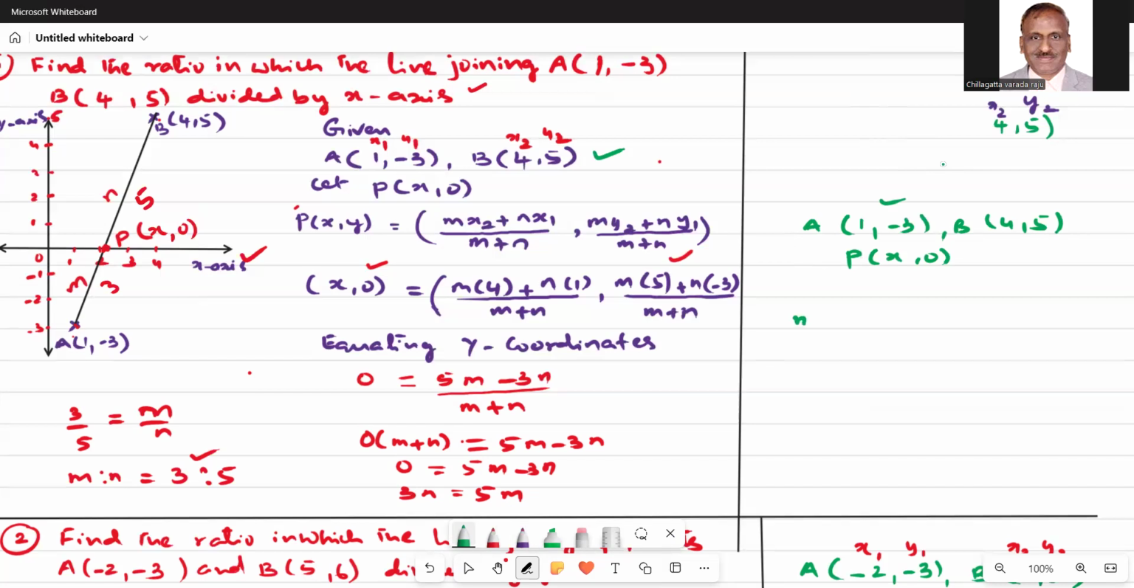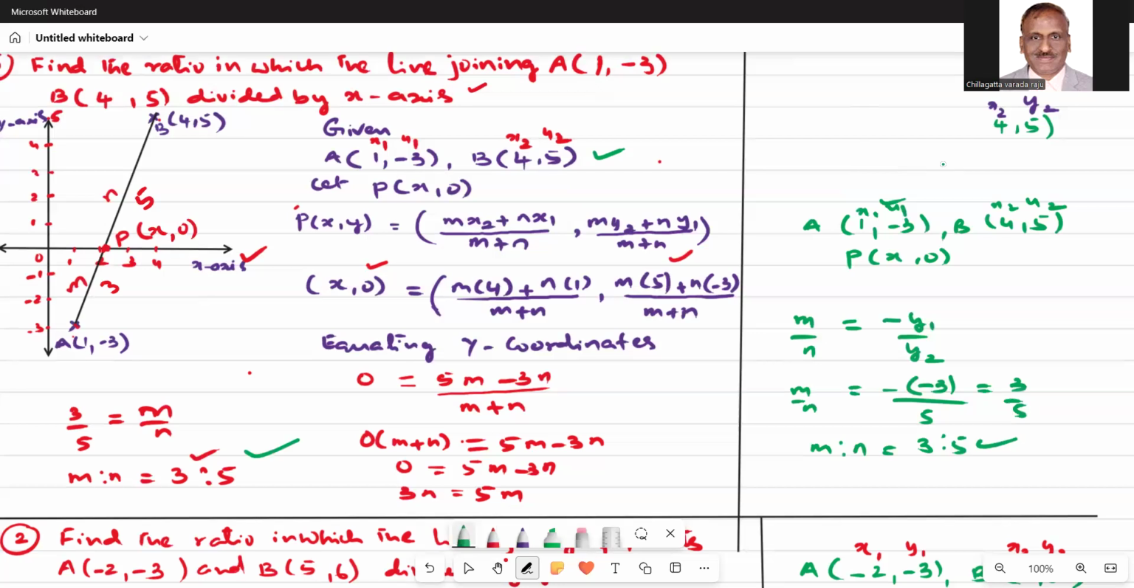We want m is to n. It is nothing but m by n. Just what you have to write is minus y1 divided by y2. That's all. It gives your answer. So that gives you minus y1 divided by y2, where the points are x1, y1 and x2, y2. y1 is minus of minus 3 divided by y2. What is our y2? 5. Minus of minus 3 is 3. 3 by 5. m by n is equal to 3 by 5. Then what is m is to n? It is equal to 3 is to 5.